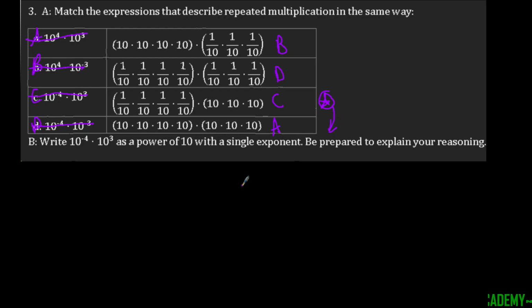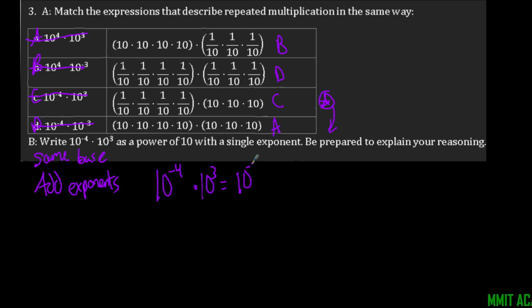So it says write 10 to the negative 4 power times 10 to the 3rd power as a power of 10 with a single exponent. So make sure, again, same base. Since we're multiplying, we add exponents. So 10 to the negative 4 power times 10 to the 3rd power is the same as 10 to the negative 4 plus 3, which is equal to 10 to the negative 1 power. So make sure you can see how those are set up.